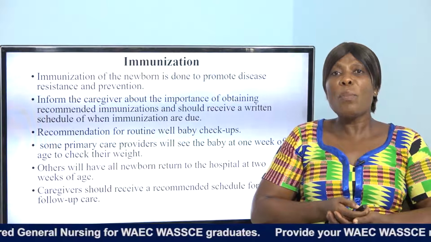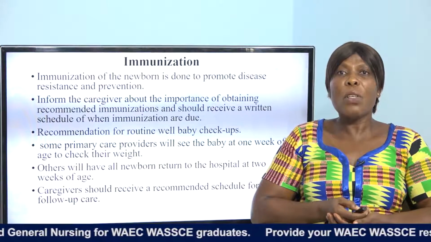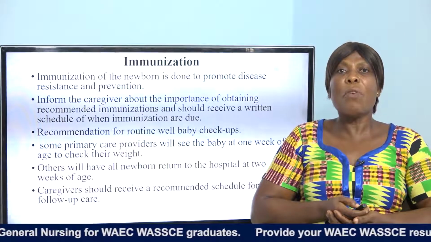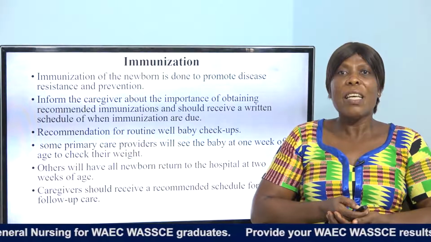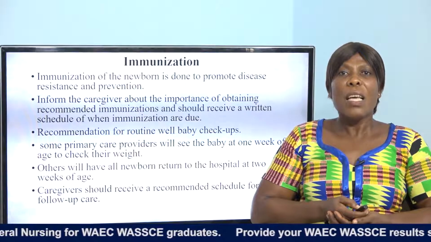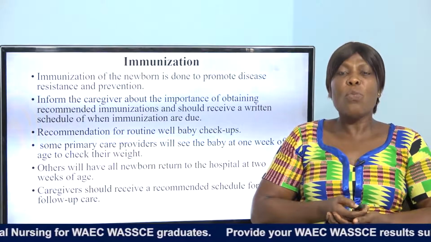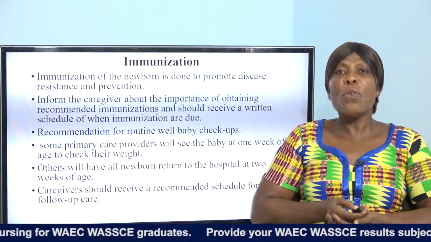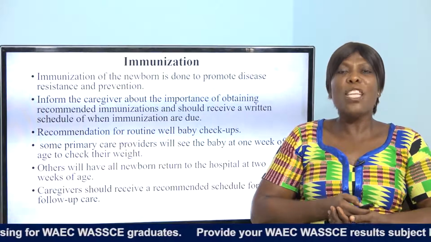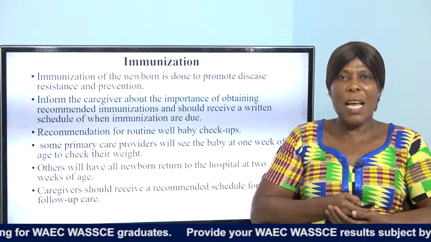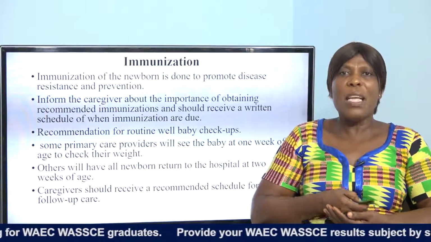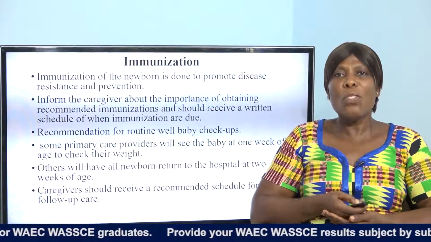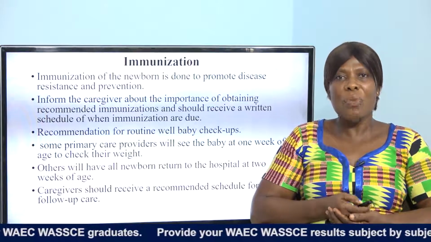We need to inform the caregivers about the importance of what? Obtaining recommended immunization, and they should receive a written schedule as to when the immunizations are due. So when we go for the child welfare clinic, we need to write it in their weighing card so that they will know the next schedule and when to come for the next immunization.